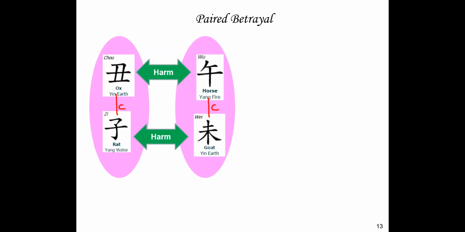You mean this pair occurs in the same natal chart? Whenever it occurs, whether it's in a natal chart or not.